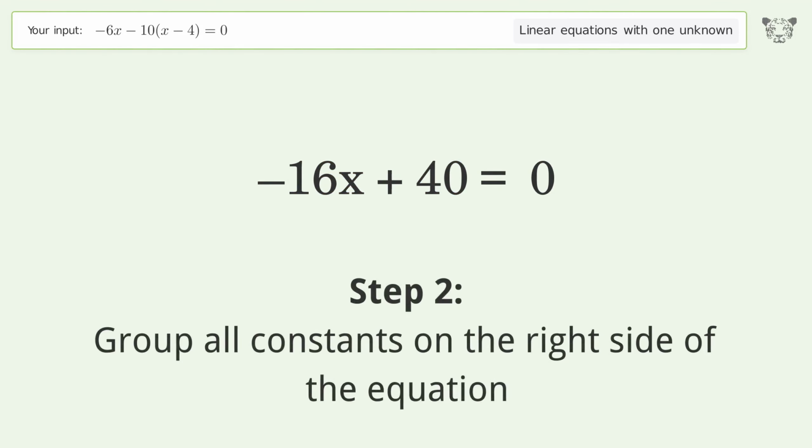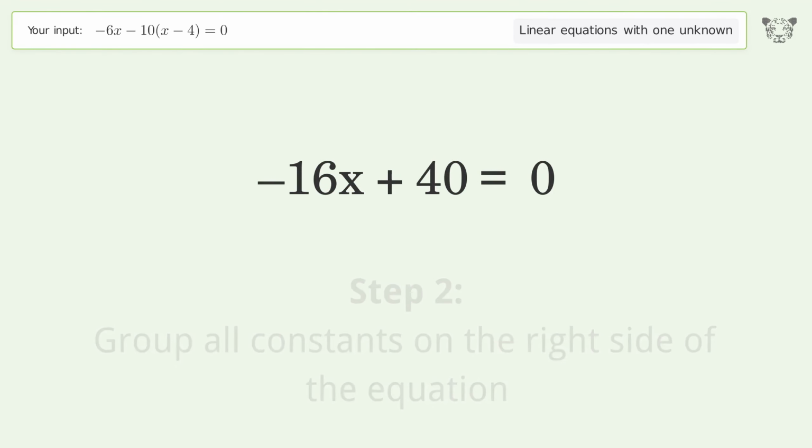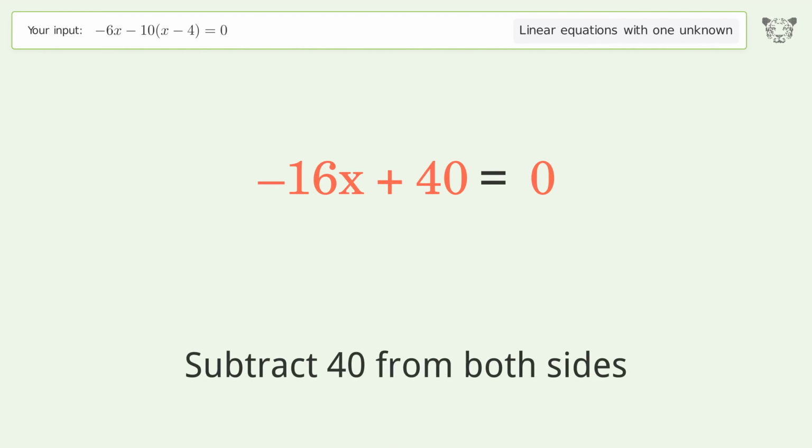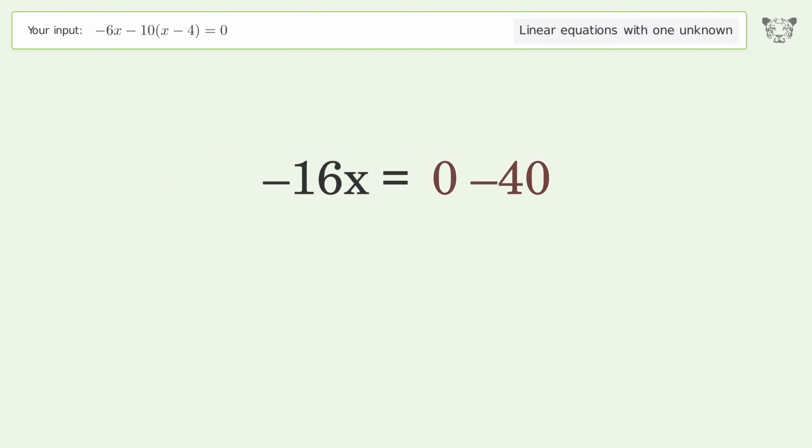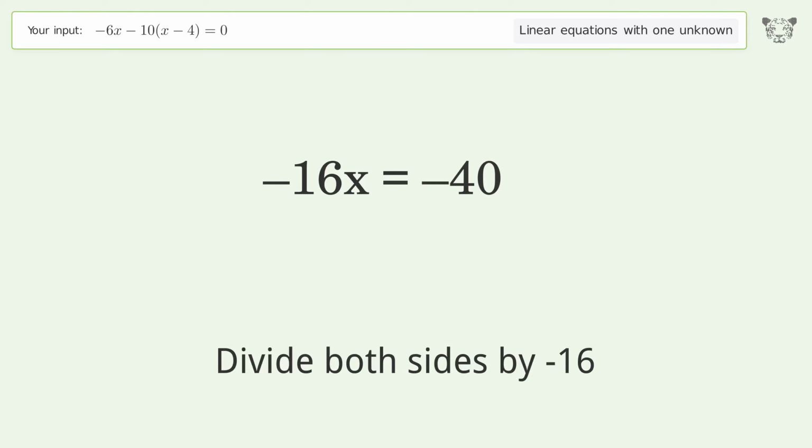Group all constants on the right side of the equation. Subtract 40 from both sides. Simplify the arithmetic. Isolate the x. Divide both sides by -16.